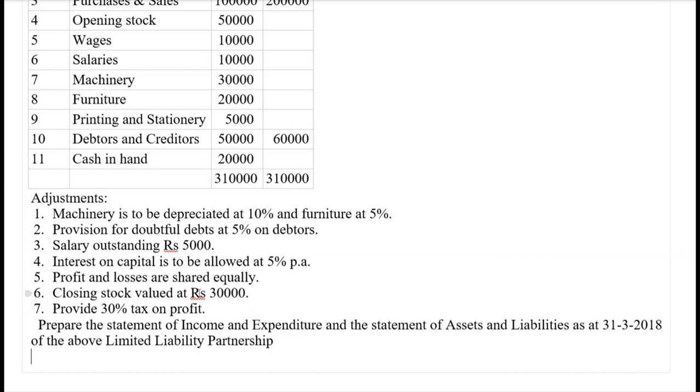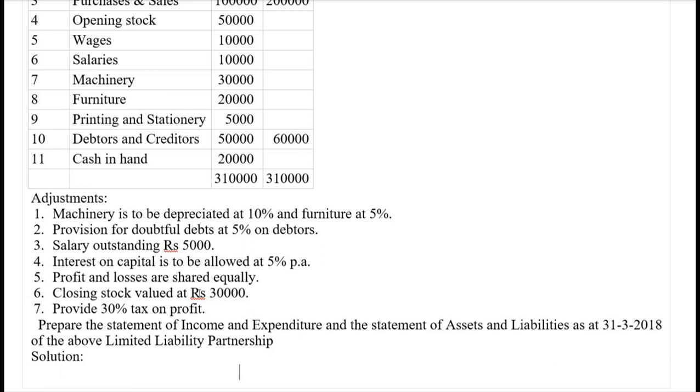Then interest on capital is to be debited, it will appear in the statement of income and expenditure, and the same shall be added to the respective capital balances of the partners. Then profit and losses are shared equally here. Closing stock is to be deducted from the opening stock, as opening stock value is greater here, and the same shall appear in the assets and liabilities. Provide 30% tax on profit, it should appear in both statements. So now let us go for working out this problem here.